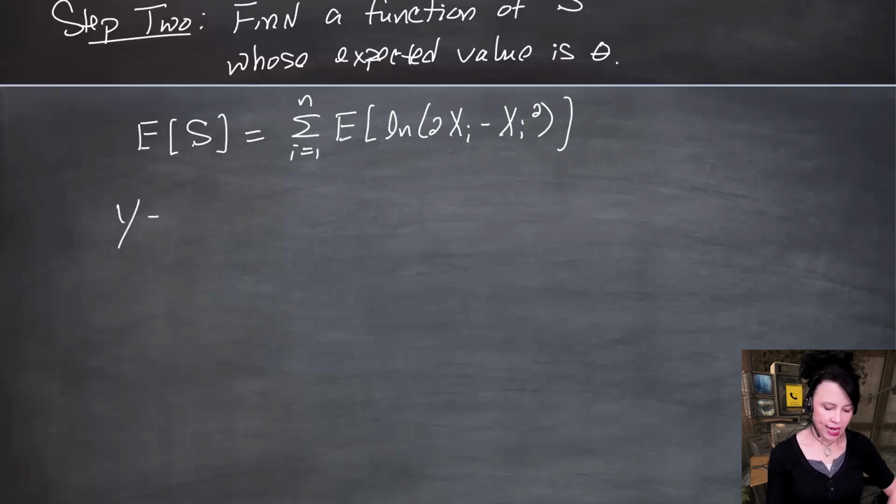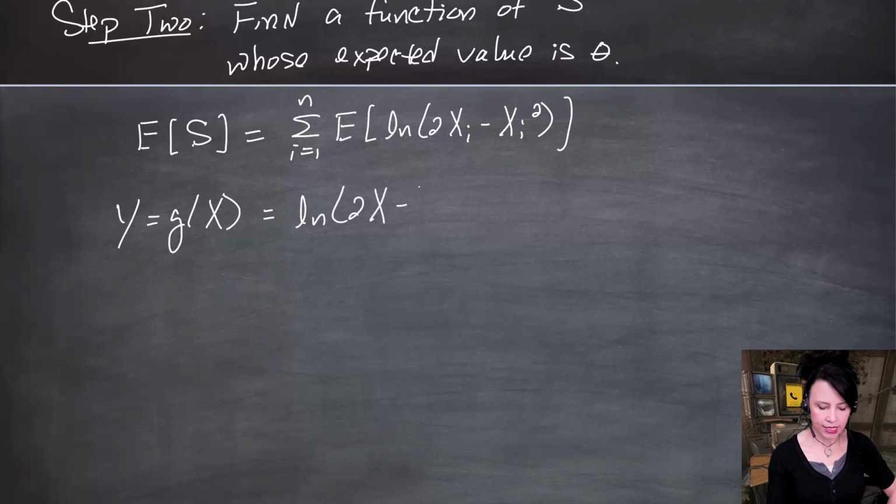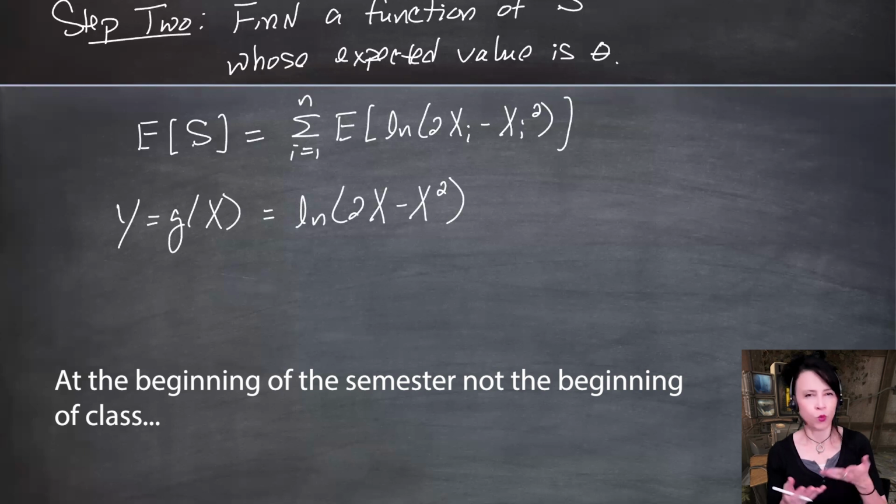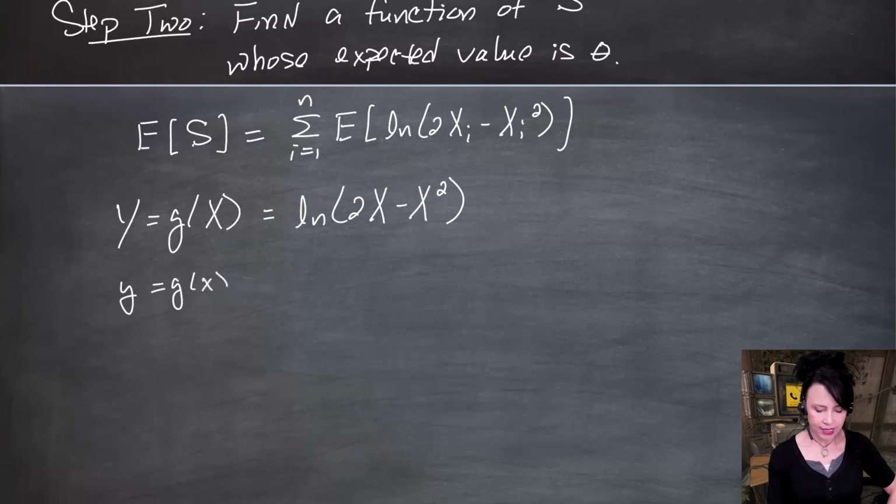I'm going to say I've got y equals g of x equals the log of 2x minus x squared. What is x? There is no x in this problem. There's x1 through xn, but I'm about to do that g inverse stuff that we did at the beginning of class. And I'm just doing it on one of the x's. So if you want to call this x, x1 throughout, you can. But this is y equals g of x equals the log of 2x minus x squared.